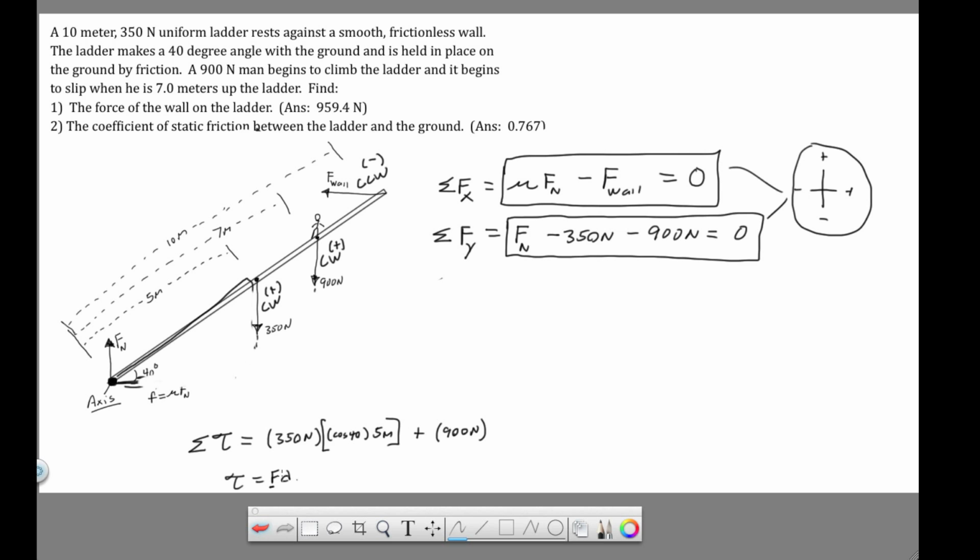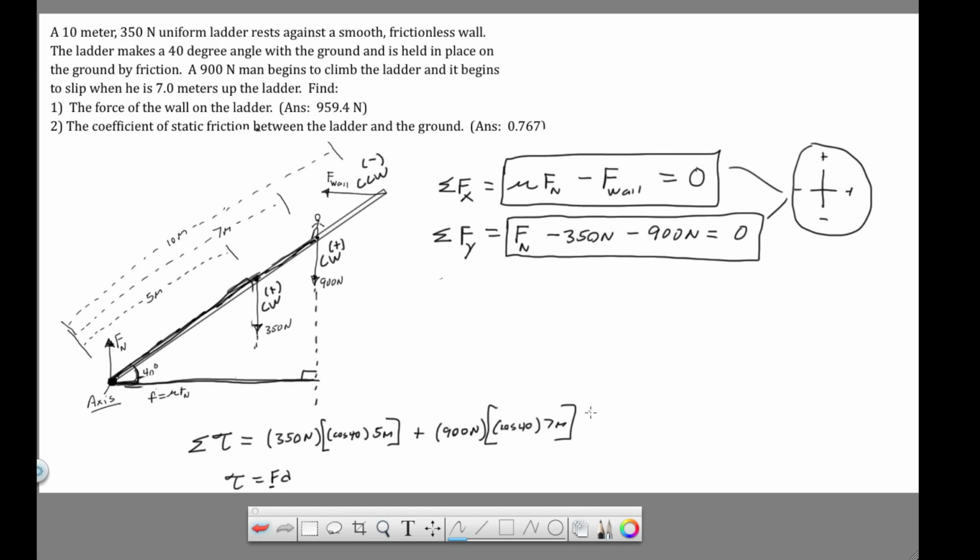Again, the torque equation is force times lever arm. They have to be perpendicular. So extend the force down, the 900 Newton force, just bring it down. And then the perpendicular distance to that force is this. So now this hypotenuse, this distance up the incline, or up the ladder, that's 7 meters. And this is a 40-degree angle, so this distance here, the perpendicular distance from the axis to the 900 Newton force is cosine 40 times 7 meters. The hypotenuse there is 7 meters. The guy is 7 meters up the ladder.